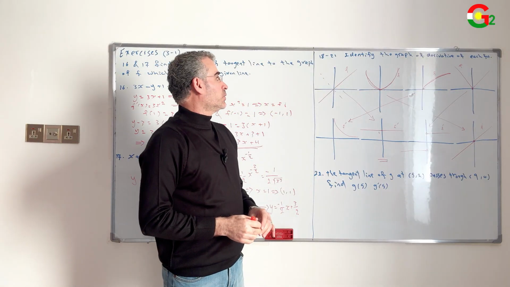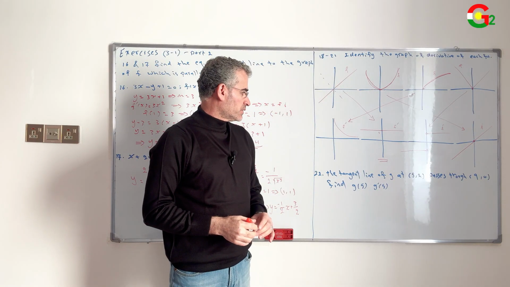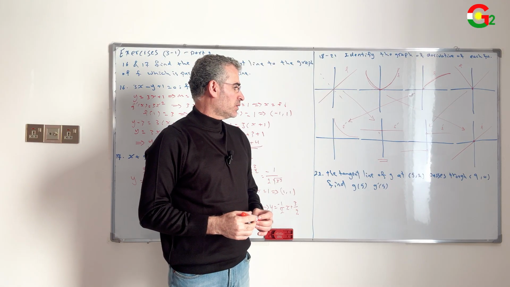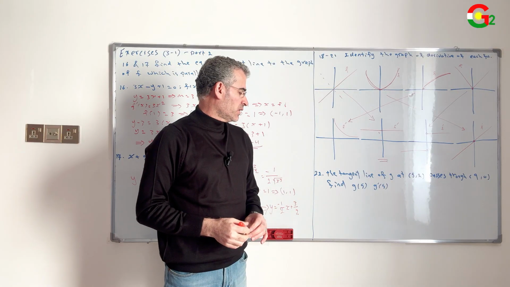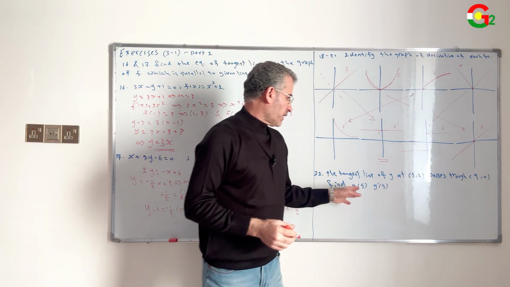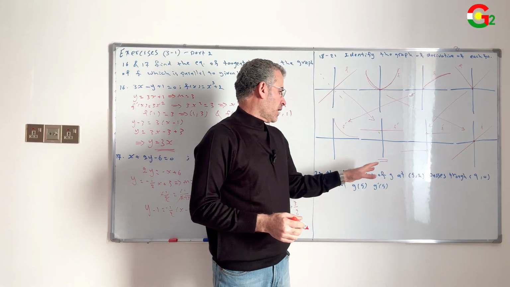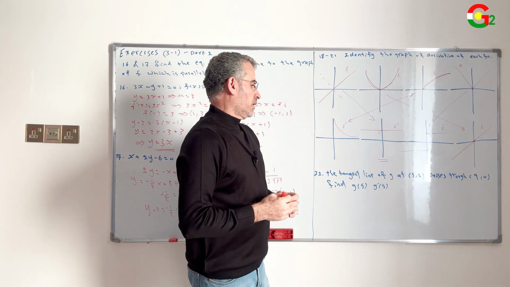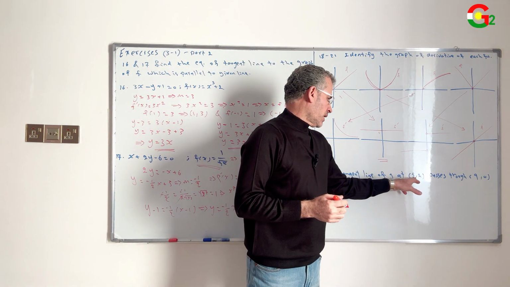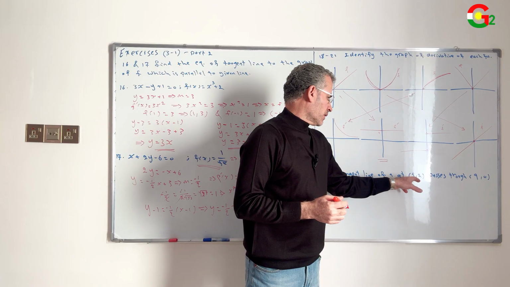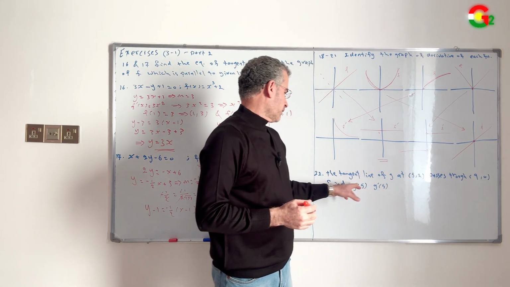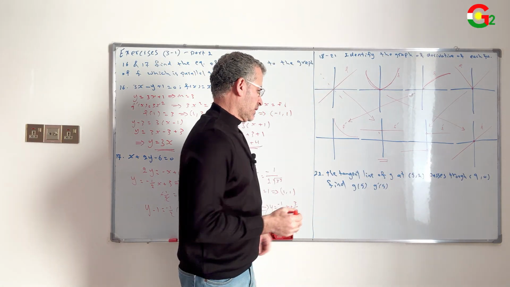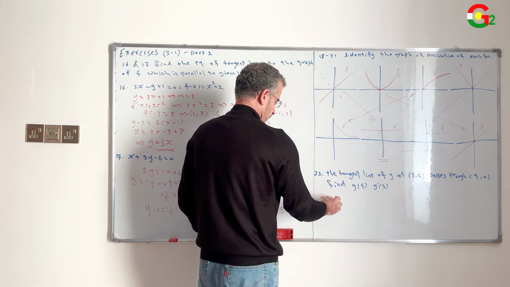Question number 22. The tangent line of g at the point (5, 2) passes through the point (9, 0). Find g(5) and g'(5). At the point of tangency, the point belongs to the tangent line and to the function. Since the coordinate here is (5, 2), g(5) is also 2 because (5, 2) is the point of tangency. Therefore, g(5) equals 2.